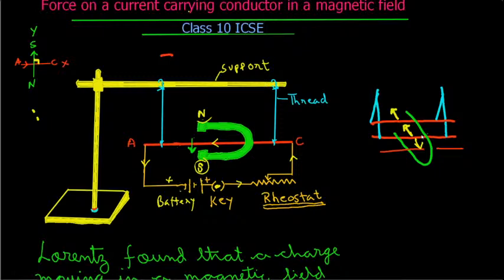So this shows that the force experienced by the conductor, one, is directly proportional to the current in the conductor, and two, it is also directly proportional to the strength of the magnetic field. The greater the strength of the magnetic field, the greater is the force experienced.